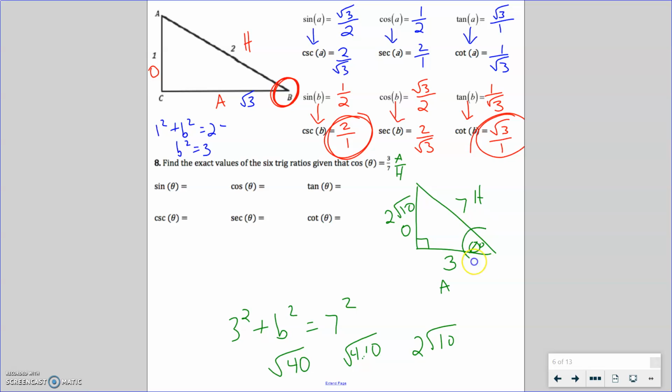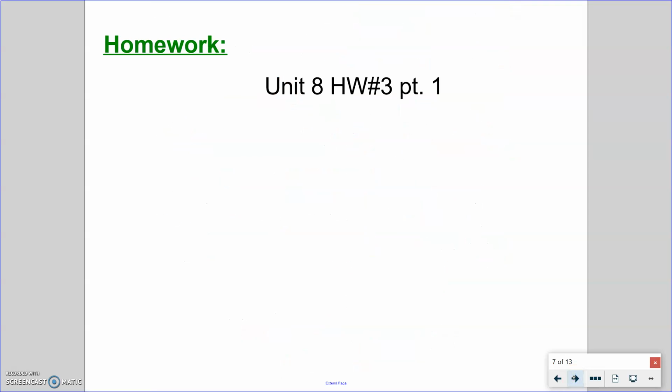All right, so sine of this angle is O over H, so 2 root 10 over 7. Kind of a gross ratio, but that's okay. So cosecant is the exact opposite. Cosine is A over H, which they already gave us, right? 3 over 7, so secant must be 7 over 3. Tangent is O over A, so in this case, 2 root 10 over 3. So cotangent is going to be 3 over 2 root 10. All right, you guys, I did that kind of fast.